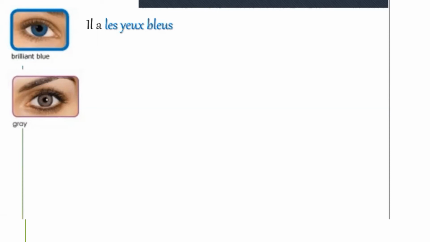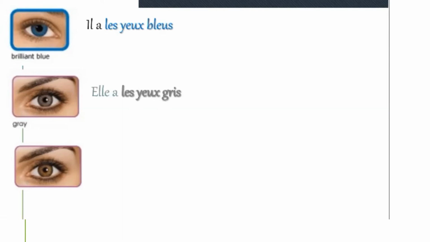Il a les yeux gris. Okay, this is elle. Fine, it's a woman. Maybe because her eyebrows look so touched up. Elle a les yeux gris. All right. Next one. What color is that? That is brown. How do we say she has brown eyes? Come on. Elle a les yeux bruns. All right. She has brown eyes. Elle a les yeux bruns.